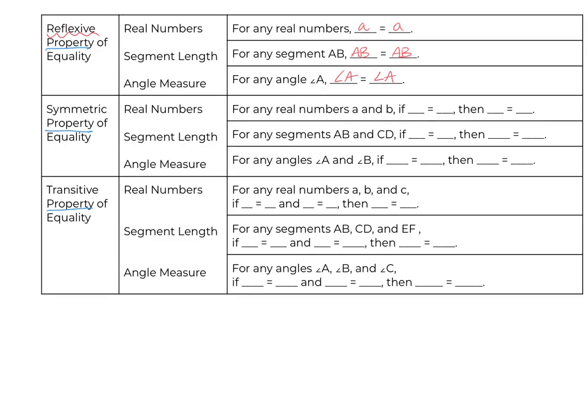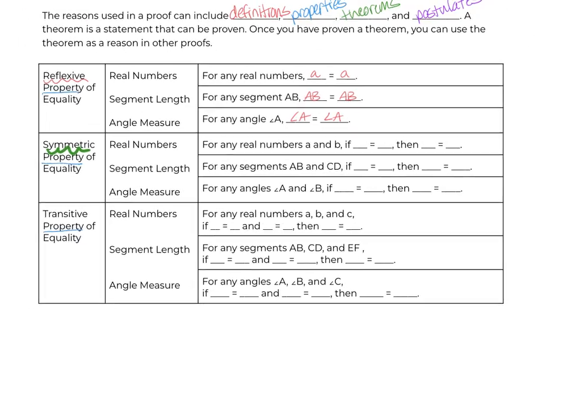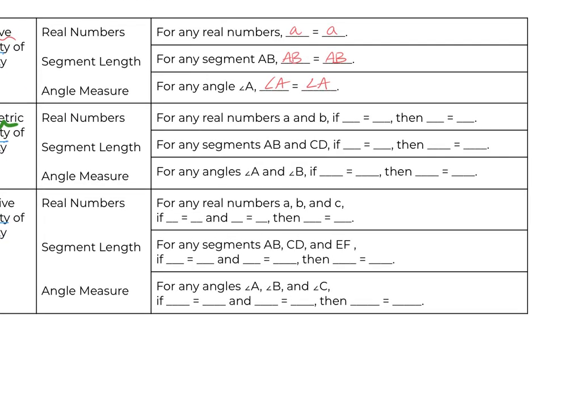Next one, symmetric. We talked about symmetry a little bit already this unit, so symmetry is something you're a little familiar with. Think about a line of symmetry and how you were reflecting things over a line of symmetry. That's what this is going to be like. This one kind of just changes our order. For any real numbers A and B, if A equals B, then B equals A. Being able to switch the order is important.